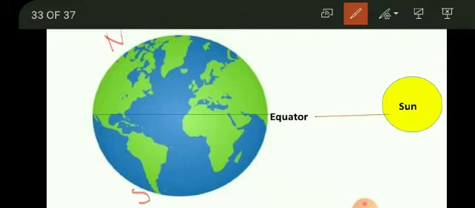This heats up the air near the equator. When temperature increases, pressure decreases. So along the equator, we have a low pressure belt. The sun rays are almost vertical here. Hence it is called the equatorial low pressure belt.